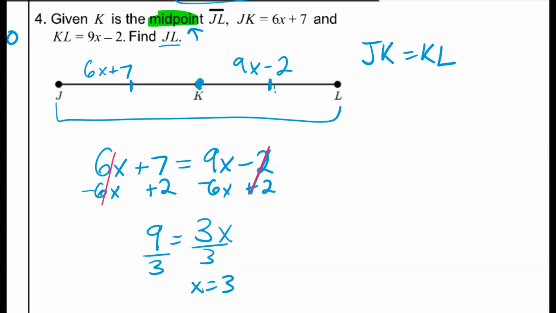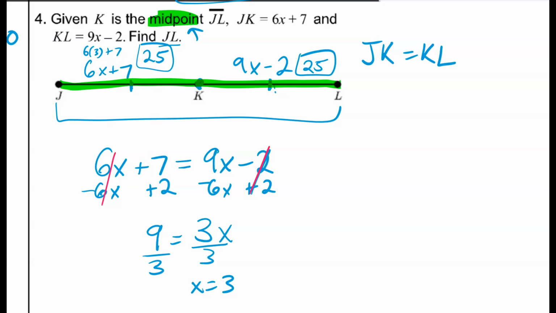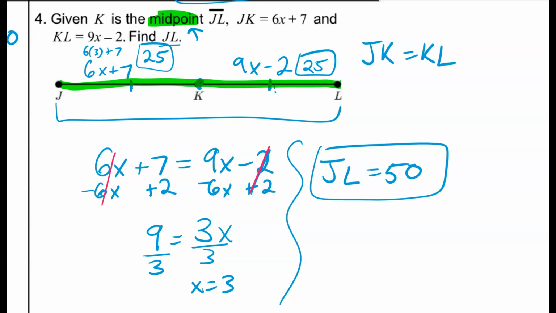Now again, be careful, because I didn't ask for x, I asked for the whole length of the segment all the way from J over to L. So I'm going to start substituting back in that 3 to see what my lengths are. So if I do 6 times 3 plus 7, 6 times 3 is 18, plus 7 is 25. Now if you know anything about midpoints, remember that if one side's 25, the other side should also be 25. And you could substitute into 9x minus 2 just to check. So if I want to find the entire length of JL, I could add 25 and 25 and get 50.